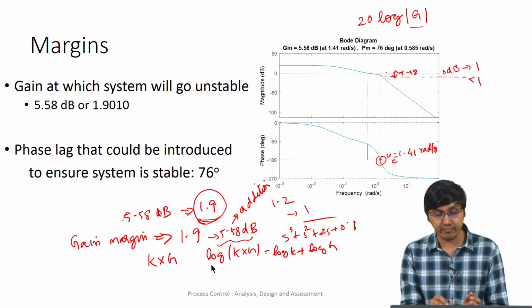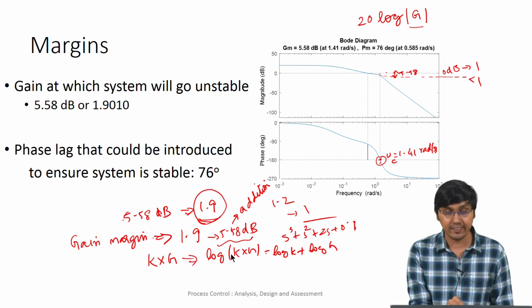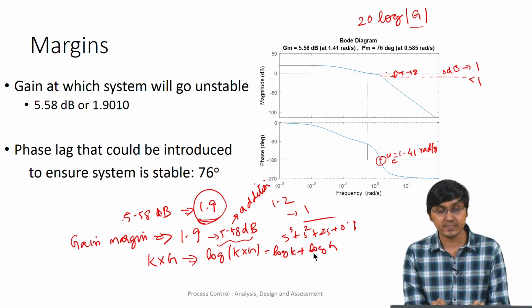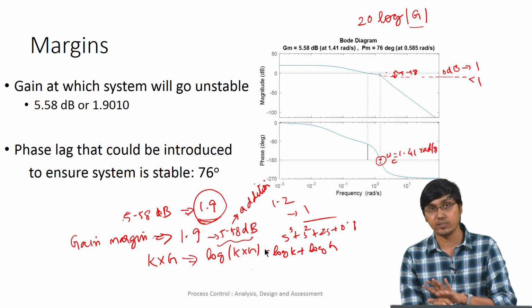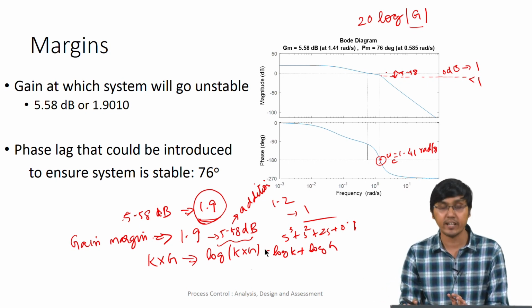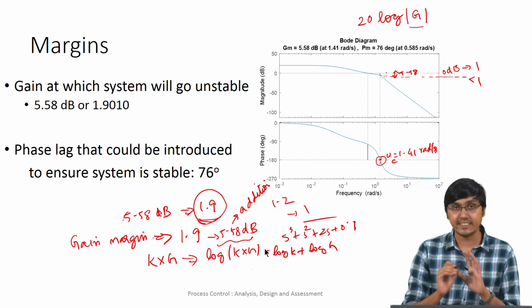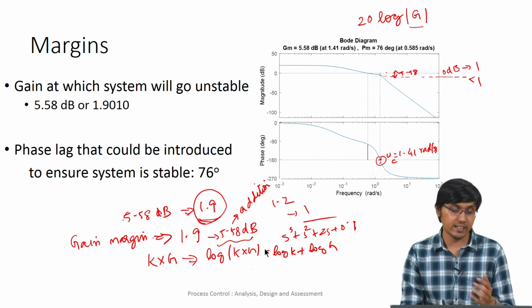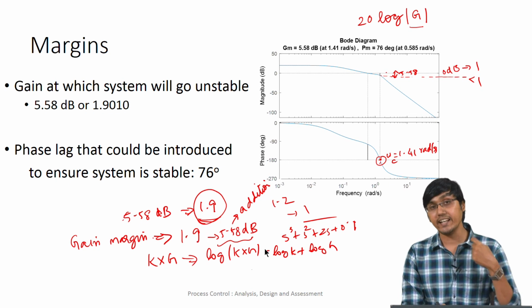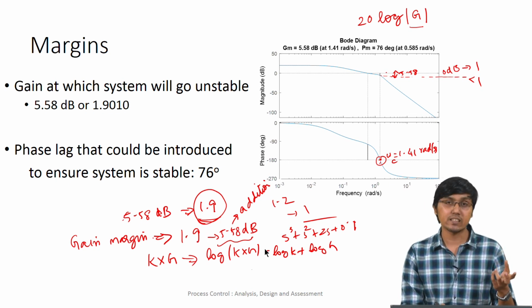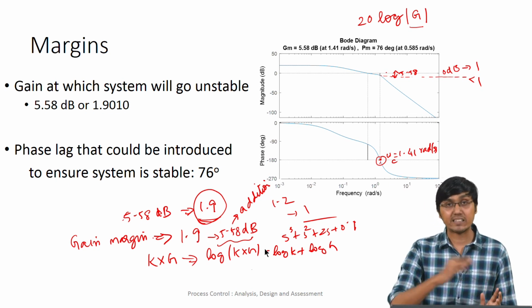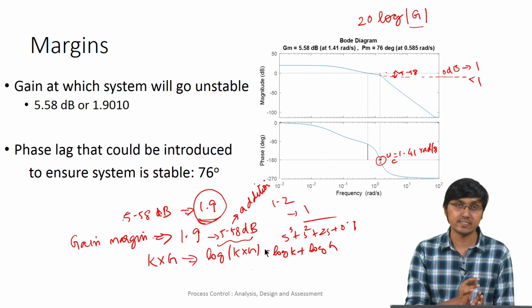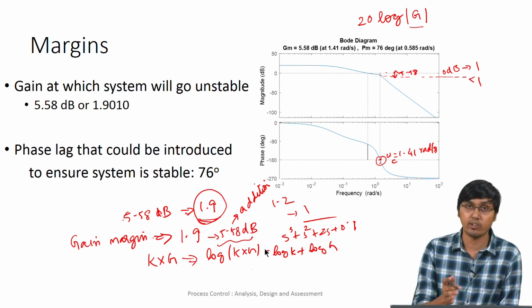Because when we take the logarithm, multiplication becomes plus. So on a logarithmic scale it becomes addition. That's something you can remember. But essentially, leaving aside all the logarithm mathematics, what we are asking is: what is the maximum gain I can multiply such that the system will still be stable? That is what you are going to ask.